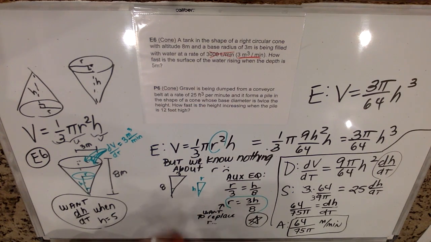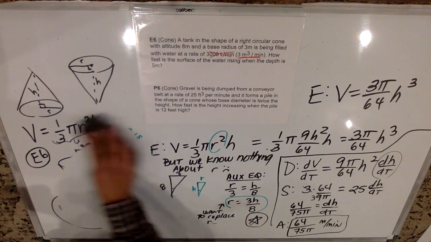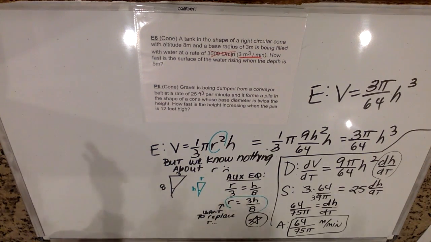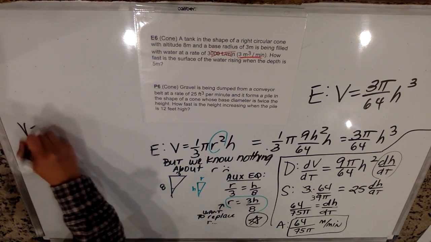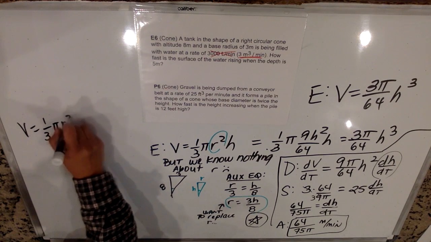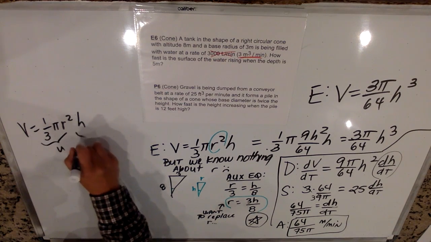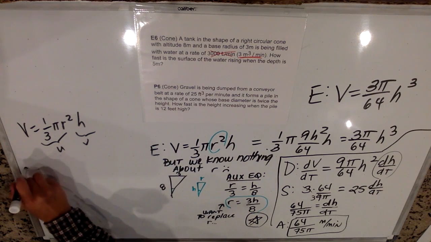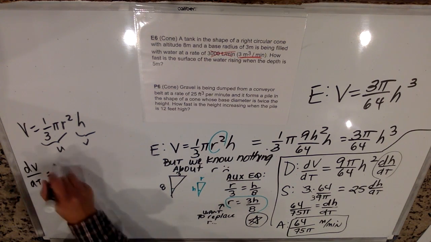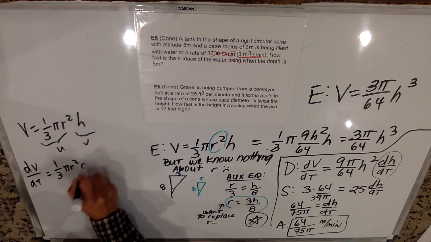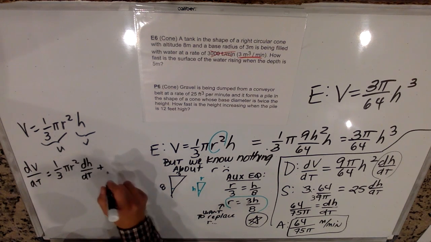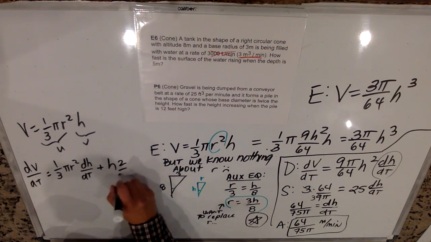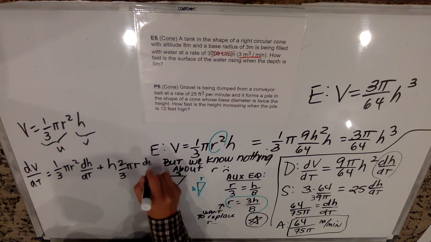Now I do just want to show you what happens if you try to differentiate this without plugging in first. Just to show you what this looks like, V equals 1/3 pi r squared h. So this would be my u, and the h would be my v. I know that's confusing because of V for volume, but I mean v for the product rule. So my dV dt would be u dv plus v, and then du is going to be 2/3 pi r dr dt.